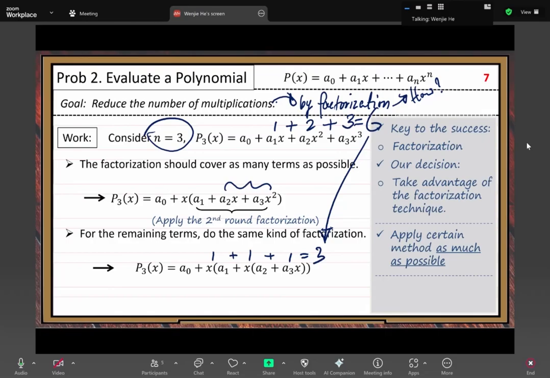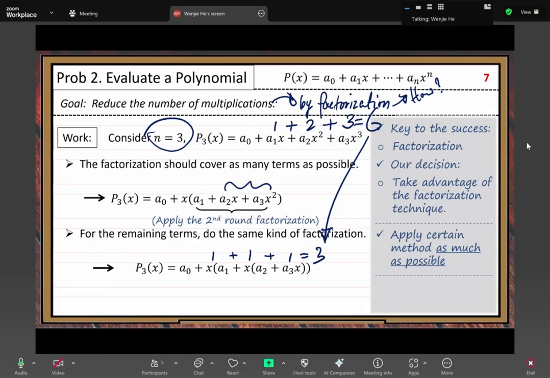When we go to the general case, we need to generalize this idea. We know the key to the success of this idea is the factorization, and we have experience: the more we use factorization, the better result we can get, right? So then we want to push this thinking another step forward. How do we push this idea forward?